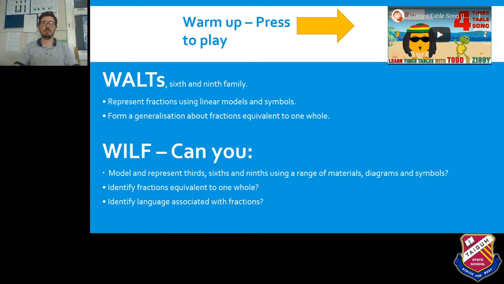We are learning to represent fractions using linear models and symbols. We are also learning to form generalizations about fractions equivalent to a whole. What I'm looking for: can you model and represent thirds, sixths, and ninths using a range of materials, diagrams, and symbols? So we've got materials, diagrams, which are pictures, and symbols, which is the written form.